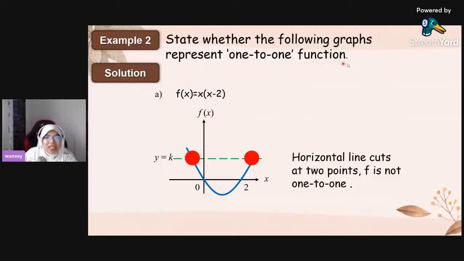Okay, so kita memang dah tahu dia adalah function. You can actually test kalau you buat vertical line untuk yang inilah kan. Kalau you buatlah vertical line you gonna see that you actually cut at only one point. Okay, so this is definitely a function. Tapi function tu dia ada dua jenis. Either one to one ataupun many to one. We only want one to one. So that's the reason why we are doing a horizontal line test.